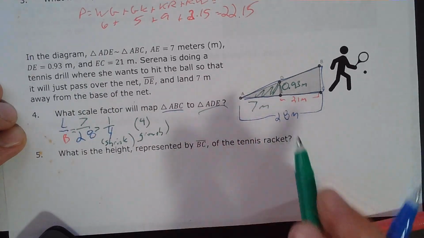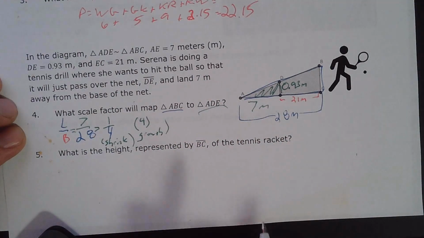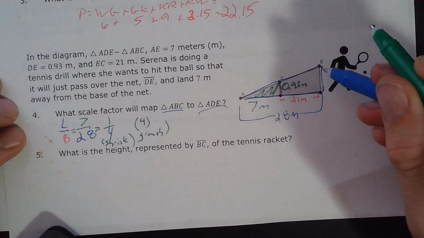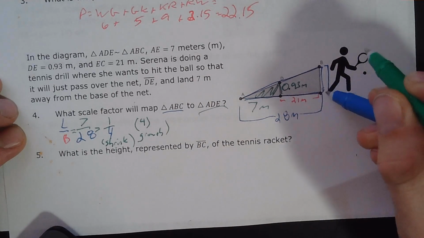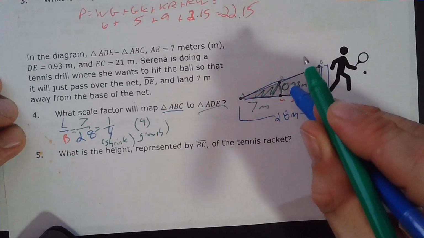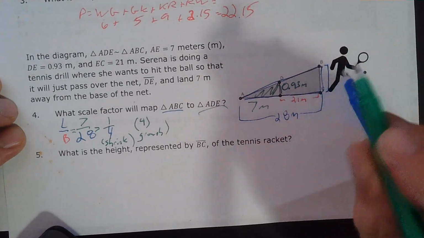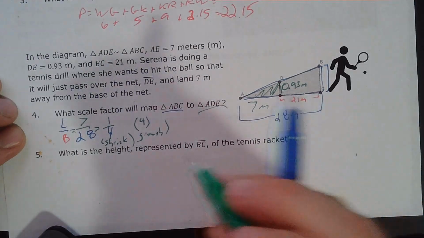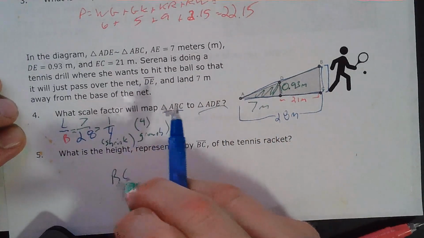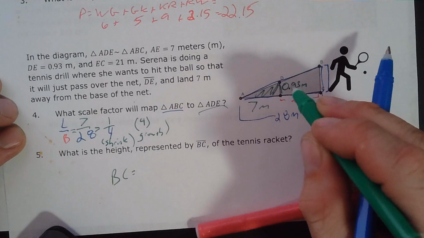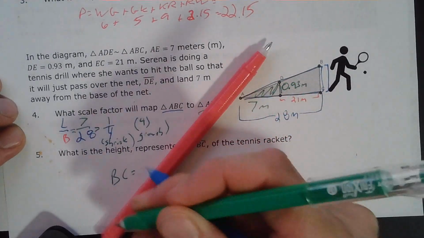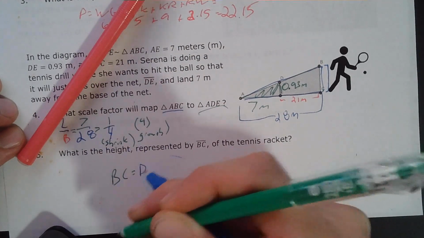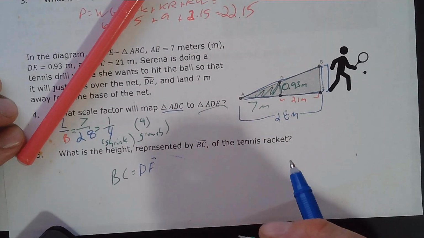If I wanted to go big, little to big, which it is. It's asking me to go the height of BC. What is my height of BC here? So this is 0.93. So BC here is going to be equal to DE.